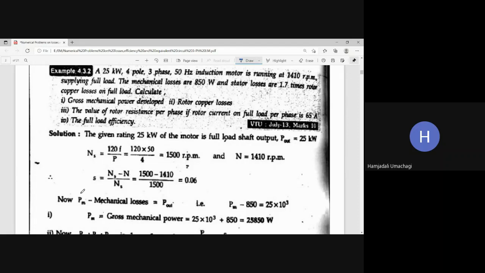Now we will calculate PM. We know that Pout is gross mechanical power minus friction loss, or the mechanical losses. Substituting all the values, we will get the PM value. PM minus mechanical losses, which is given in the problem statement as 850 watts, equals Pout, which is given as 25 kilowatts. So we will get the gross mechanical power PM.